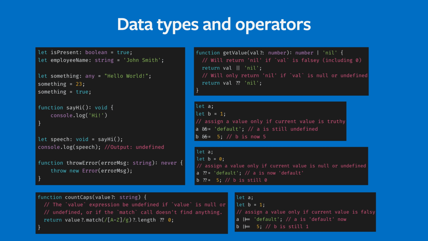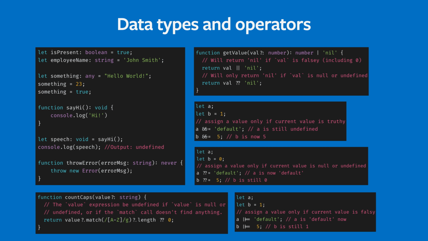Another example is where b is equal to 0 and we use the double question marks. In this case, we will assign a new value only if the current value is null or undefined. So for a, it was undefined. After this assignment, it will become the default. For b, it was 0, so it resolves to false, but it's not null or undefined, so b will remain the same. We will not overwrite it with 5.